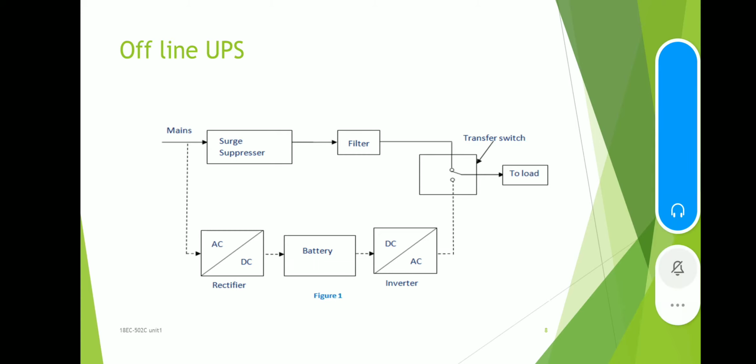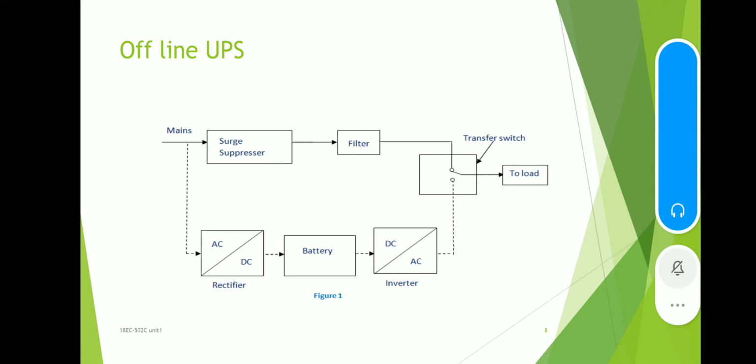This means there is a rectifier that converts AC to DC and charges the battery, and there is an inverter. It takes the DC voltage from the battery, converts it into AC, and drives the connected load. This is the function of the offline UPS.